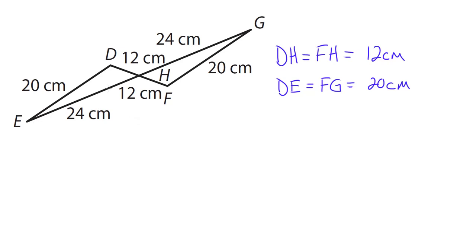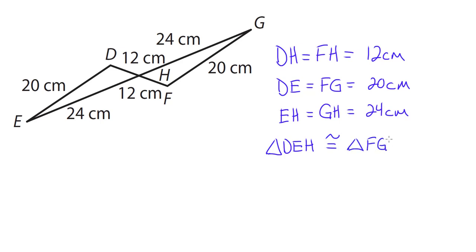And we see that EH is 24 centimeters and GH is 24 centimeters. So EH equals GH, and they equal 24 centimeters. So we know that triangle DEH is congruent to triangle FGH by the SSS Triangle Congruence theorem.